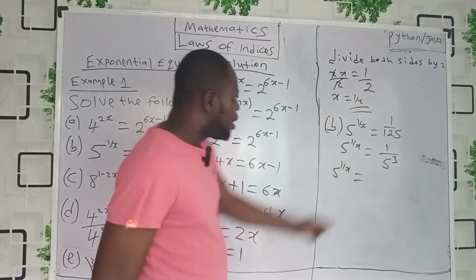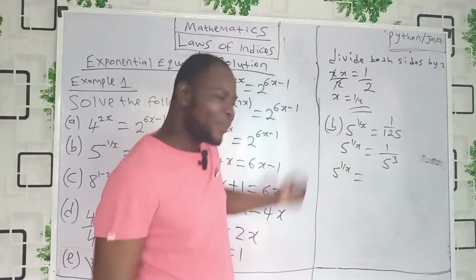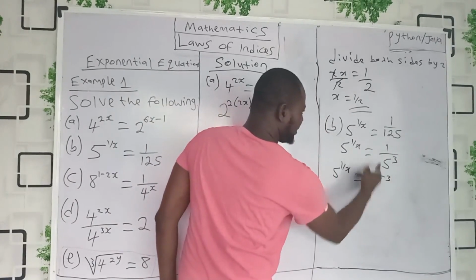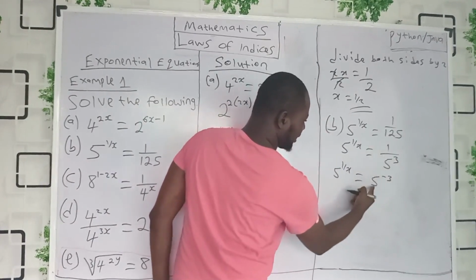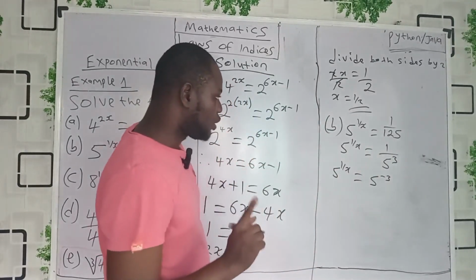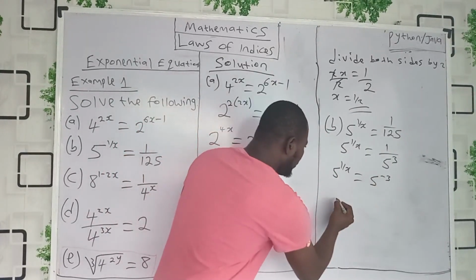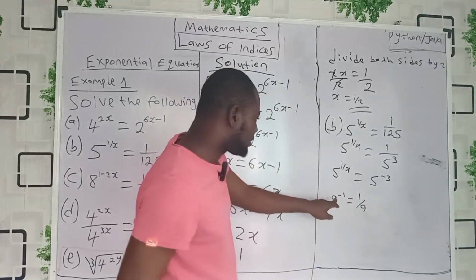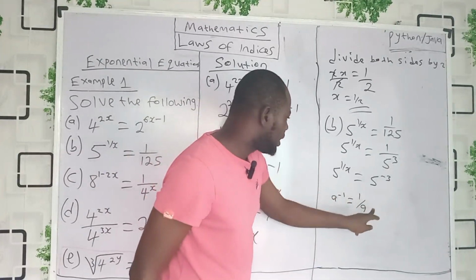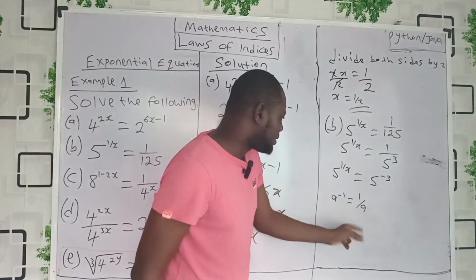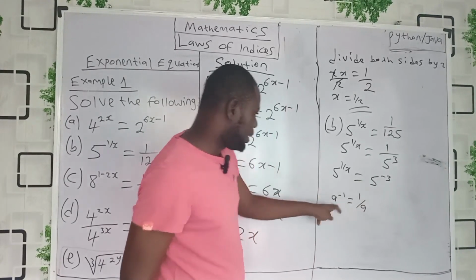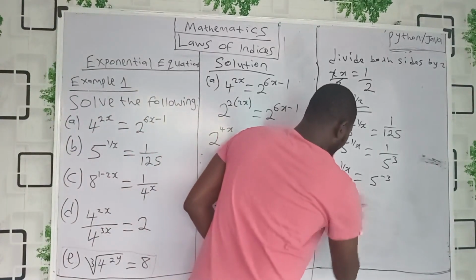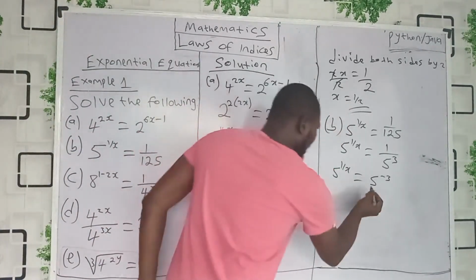Now, I can say 5 raised to power 1 all over x equal to what? You remember, one of those laws of indices, okay? I can write this one as 5 raised to power what? Minus 3. That means when you have 1 over 5 raised to power 3, I can write it as 5 raised to power minus 3. Remember one of the laws, which means when you have a raised to power minus 1, you can write it as 1 all over a. That means you can transform this one to this one. Similarly, or vice versa, you can transform this one to this one. Am I communicating? So that is what we are saying here. Therefore, now the bases are equal.